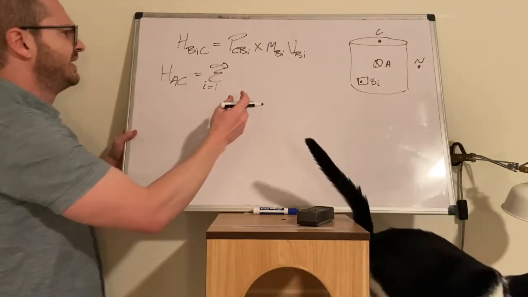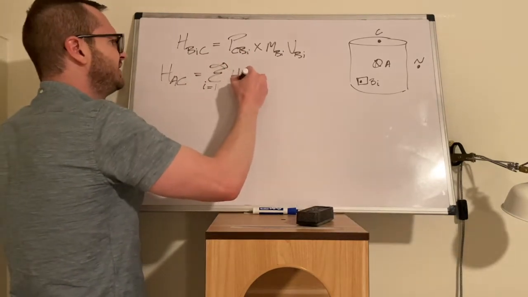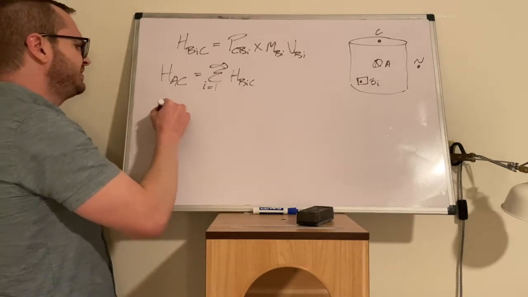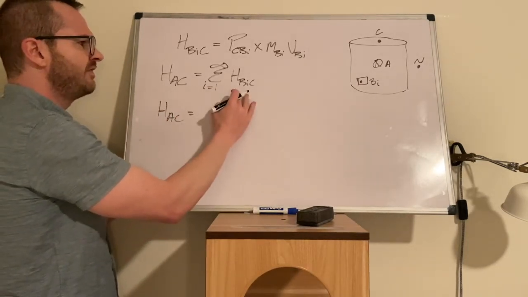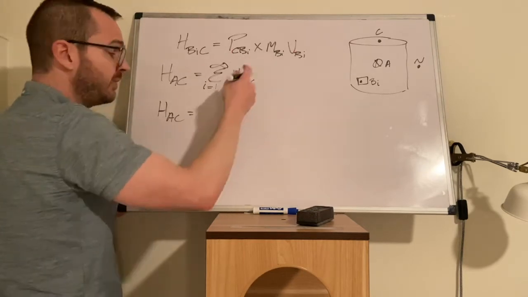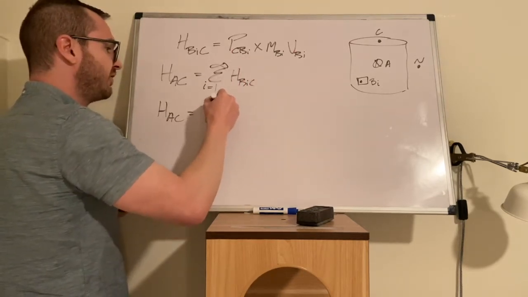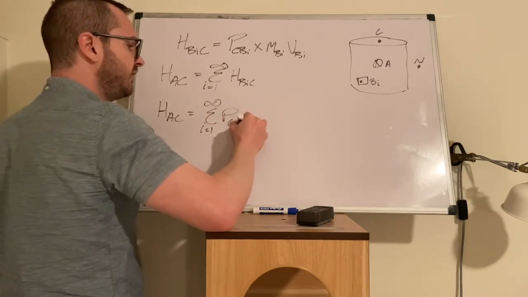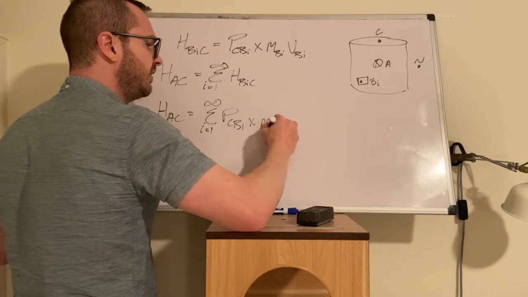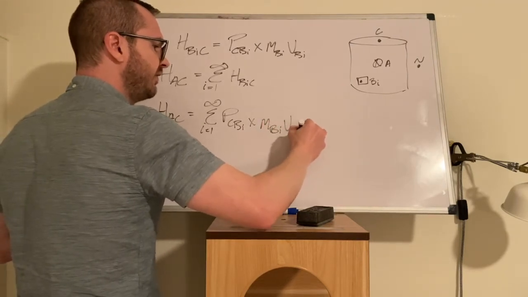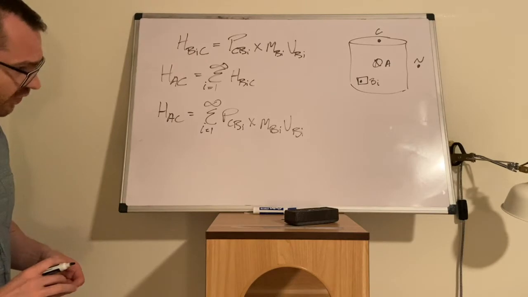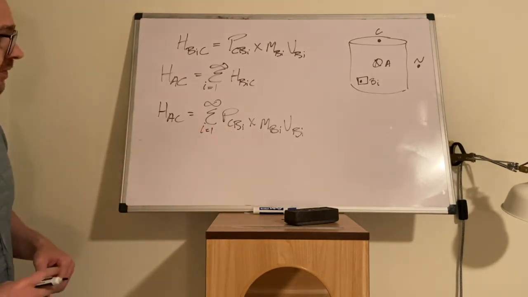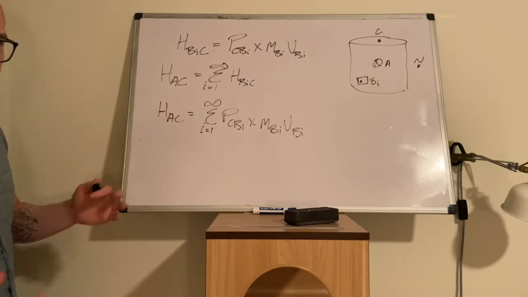So infinite summation of H_BiC, right? So H_AC, if we're doing the infinite summation on this, we're doing the infinite summation on the right-hand side. So infinite sum of P_CBi cross m_Bi V_Bi. All right. So we've got a different position vector in it now from last time, but we're going to approach this in a similar way.